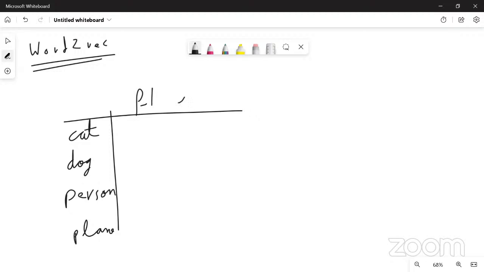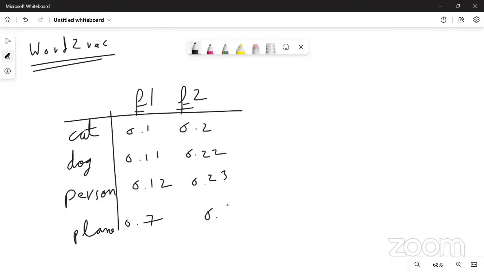In this case, I'll just take two numbers right now, F1 and F2. What are F1 and F2? That is something we don't know. These are what we call hidden features. Let's say cat is 0.1, comma, 0.2. Dog is, let's say, 0.11, comma, 0.22. And let's say person is 0.12, comma, 0.23. And plane is something very different. Plane is something like 0.7, comma, 0.9.